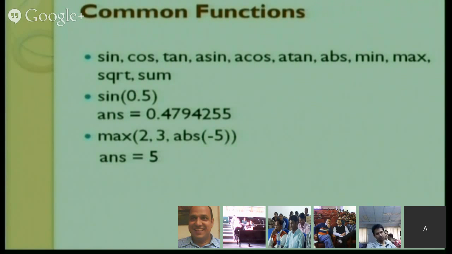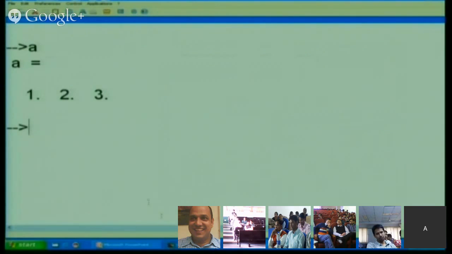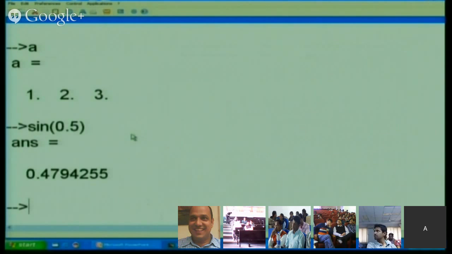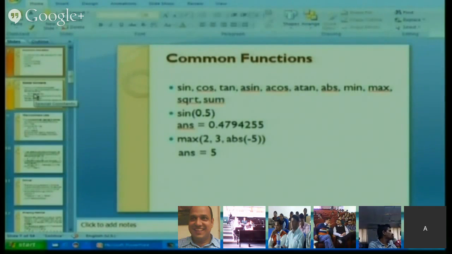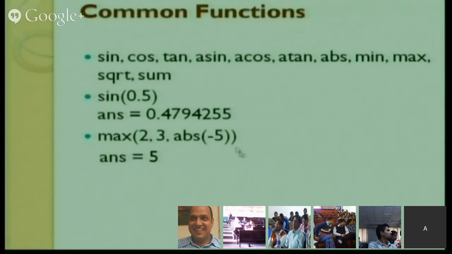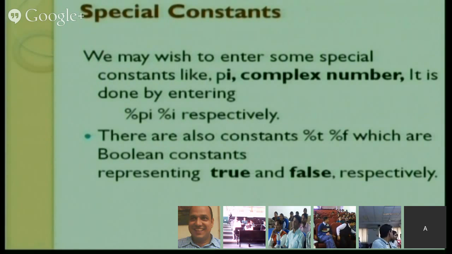So let's do sine of 0.5. So it is displayed like this. Moving further, when we type maximum of 2, 3 and absolute of -5, the answer will come out to be 5 in Scilab.